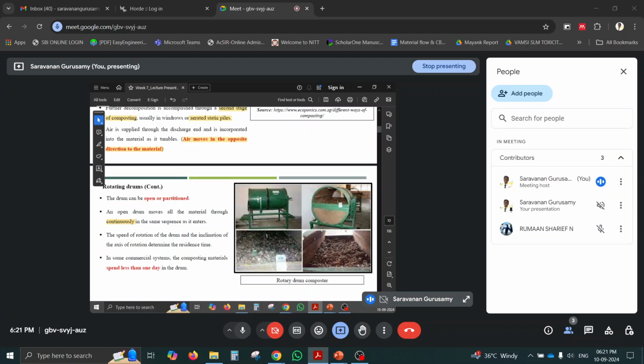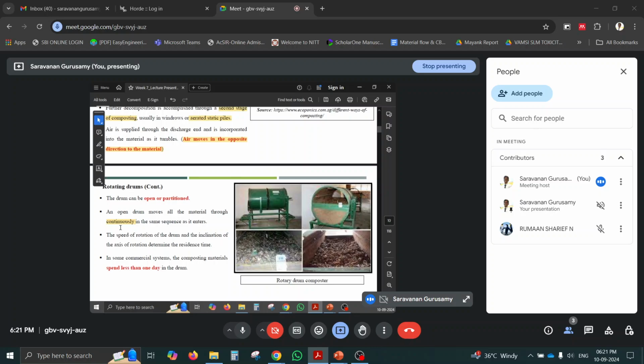You can see some of these diagrams here, the rotary drum and then the section view, and then the inlet feed, and then the output product, that is the compost here. So the drum can be open or partitioned. Like partitions also we can do for the first stage and the second stage, and it should be a continuous flow. And it may be a batch reactor or a continuous one. A rotating drum will always be a continuous system.